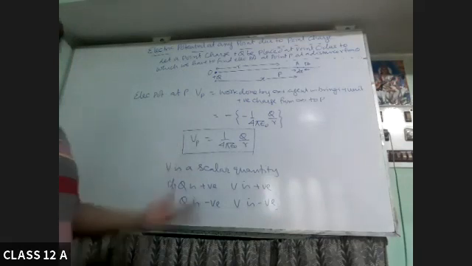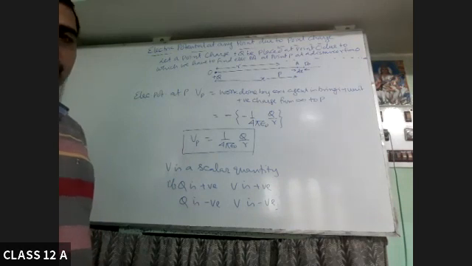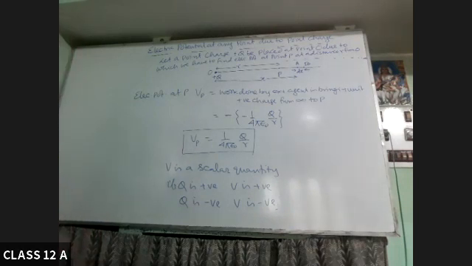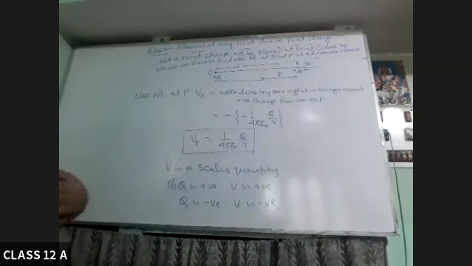So addition of potential is very easy. It is not like electric field. Here we do not have to consider direction, only the magnitude. Whether electric potential may be due to so many sources, so many charges, it is very easy to calculate. We have to consider only the sign of the source charge due to which you are interested to find.